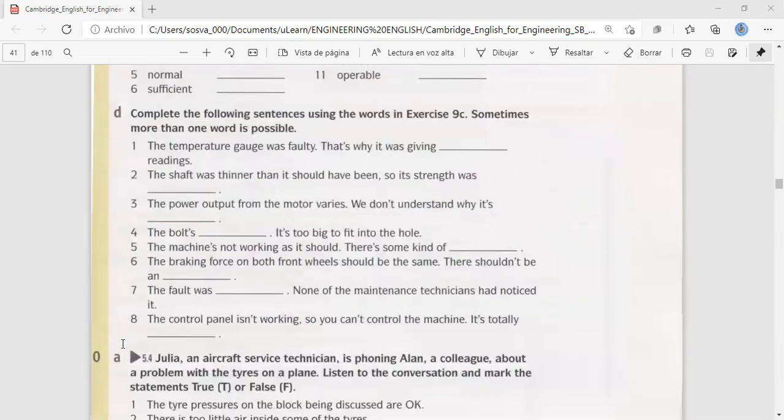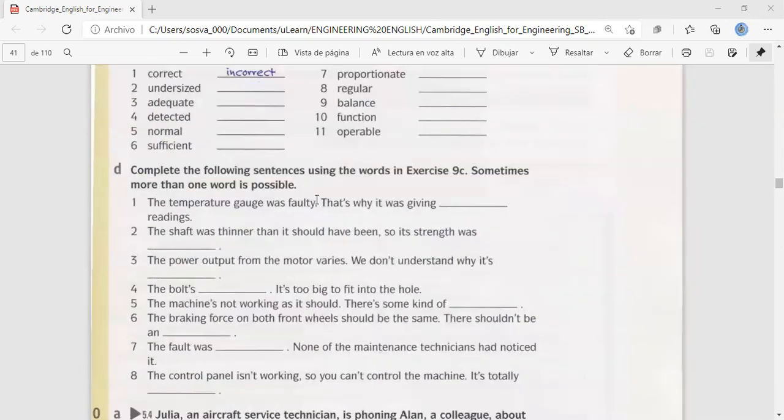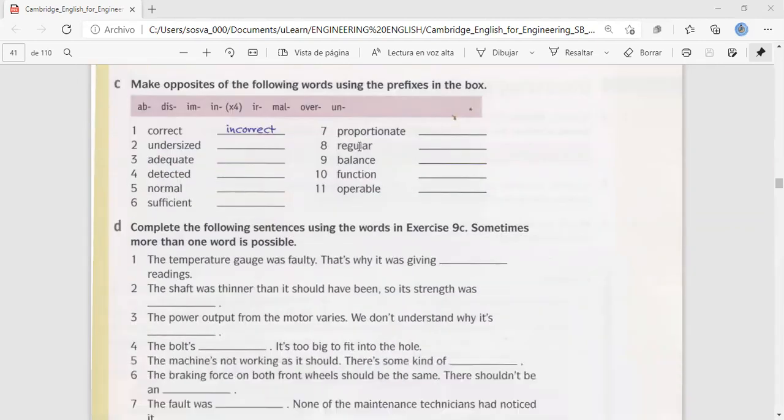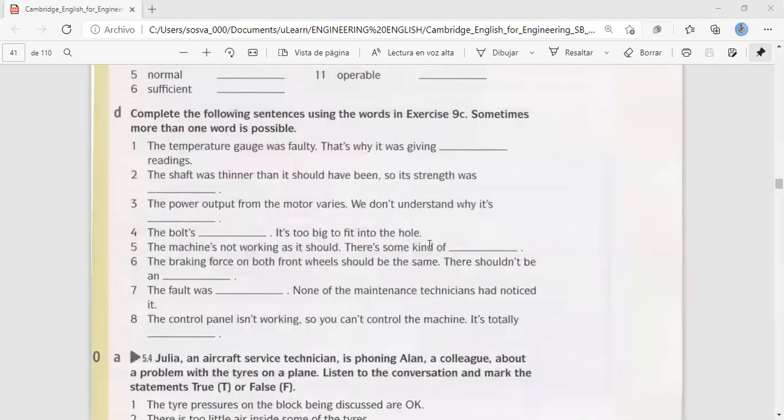It's exercise number 10. It says letter D in here. Complete the following sentences using the words in exercise 9C. Sometimes more than one word is possible. Now we're going to use these words, the ones that we just used before, in this case the opposites, to give the description of this problem. Let's take a look at number one.